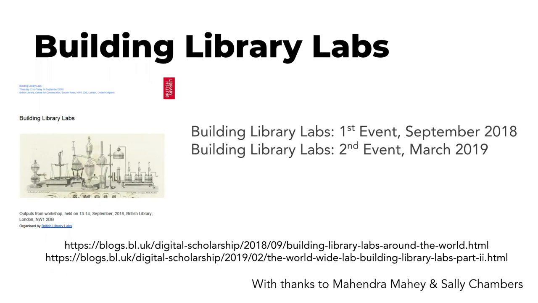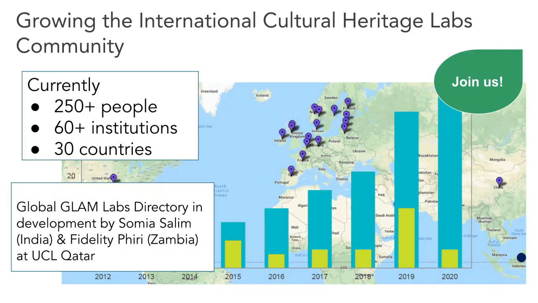And this work has been done in our Labs team. A lab in a GLAM is a group of people who want to explore new ways of reusing digital collections. There's a community led by the British Library, and in particular Mahendra Mahey. We had the first event in London and another one in Copenhagen. And we're going to have a new one in May at the Library of Congress in Washington. We are now 250 people.